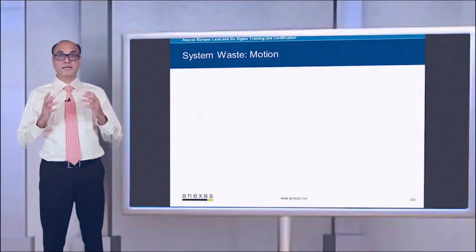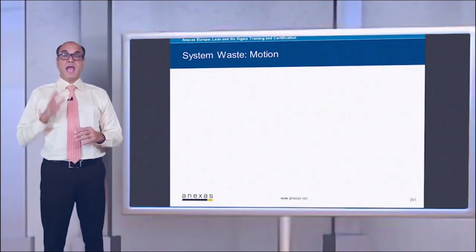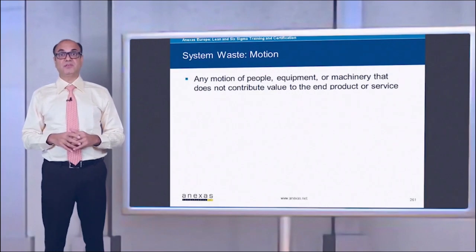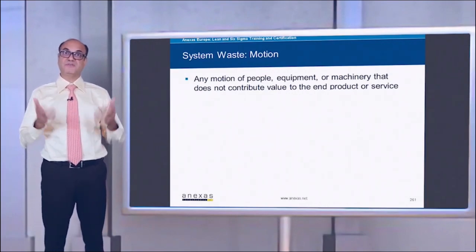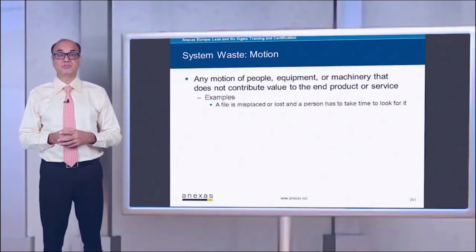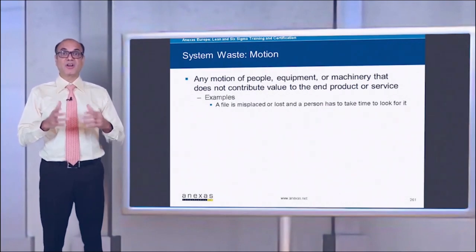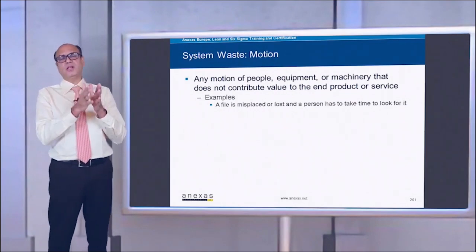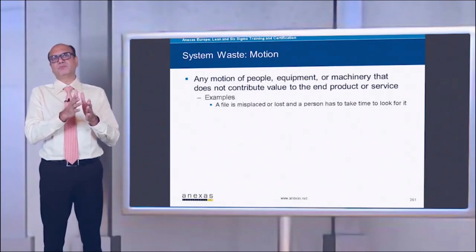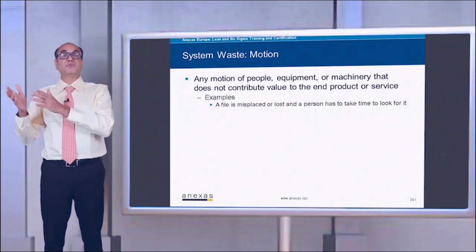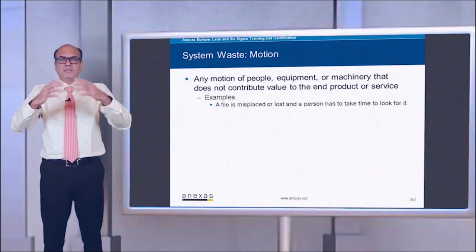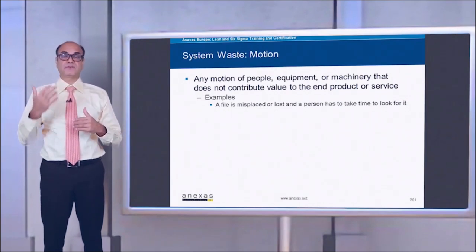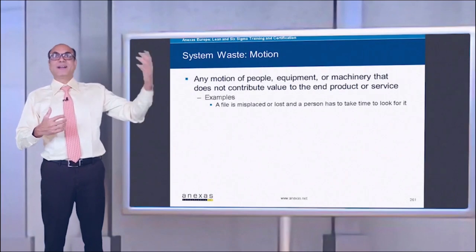Let us come to the next waste, that is waste of motion. Any motion of people, equipment or machinery that does not contribute value to the end product or service is waste of motion. Some of the examples could be a file is misplaced or lost and a person has to take time to look for it. Now here you will also see that there's a lot of overlap between the transportation waste and the movement waste. Movement waste is generally within the facility, within the office premises, and transportation waste refers to transportation across long distances.